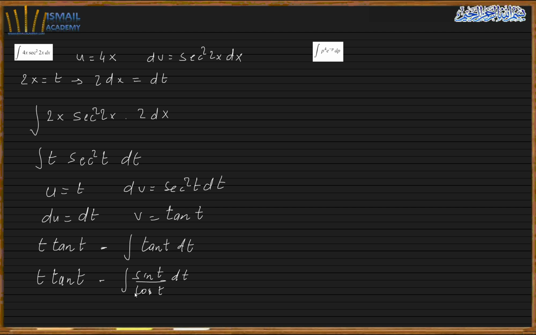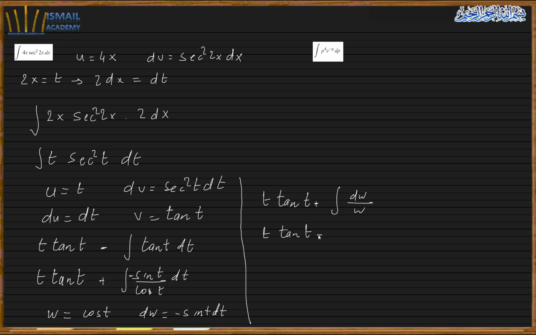And we know that the derivative of cosine is negative sine, so I can put this here. So I can use my, for example, w will be my cosine of t, so dw will be minus sine of t dt. So this will end up having, let me put it here, t tangent of t plus the integral of dw over w, which is going to be t tangent of t plus ln absolute value of w.